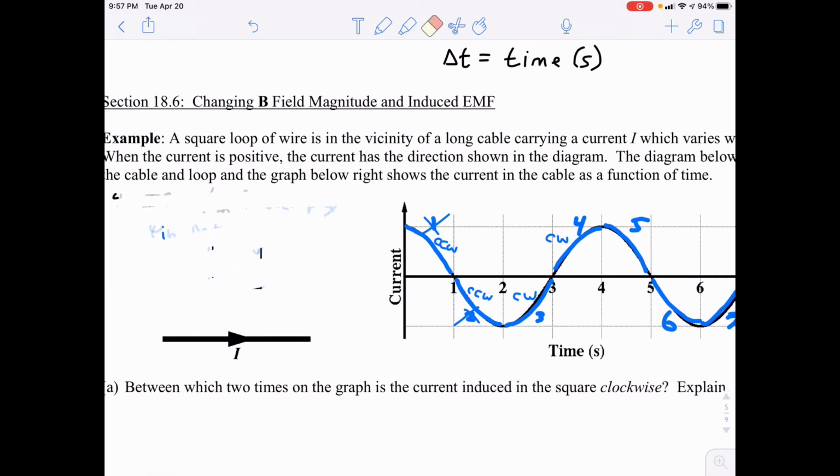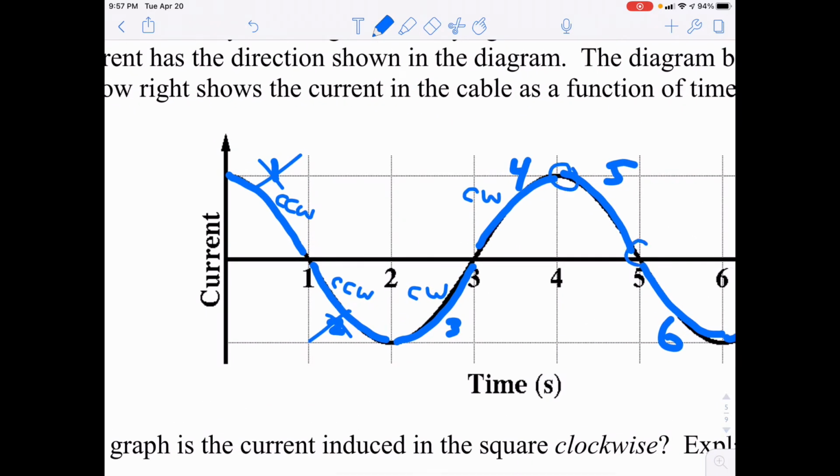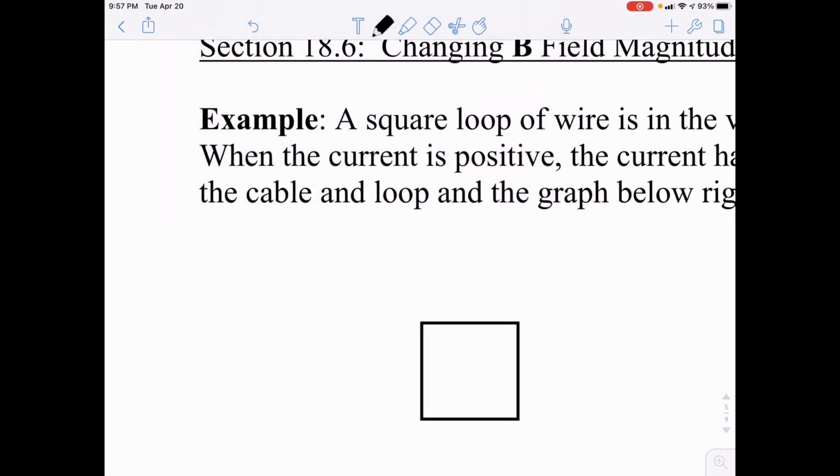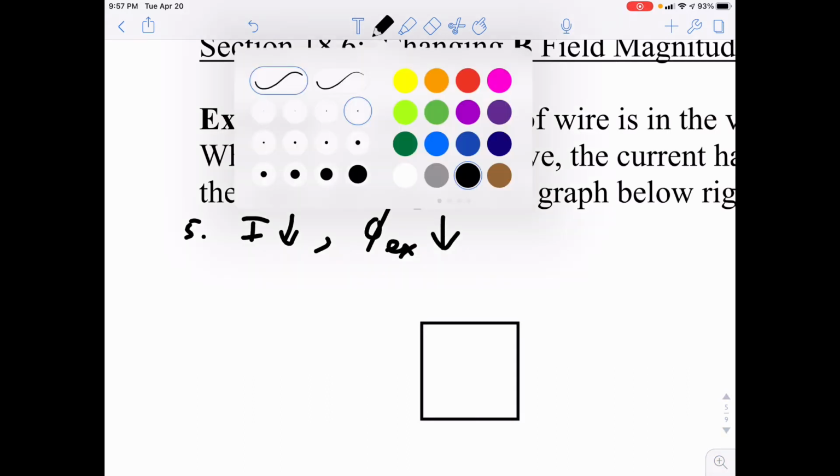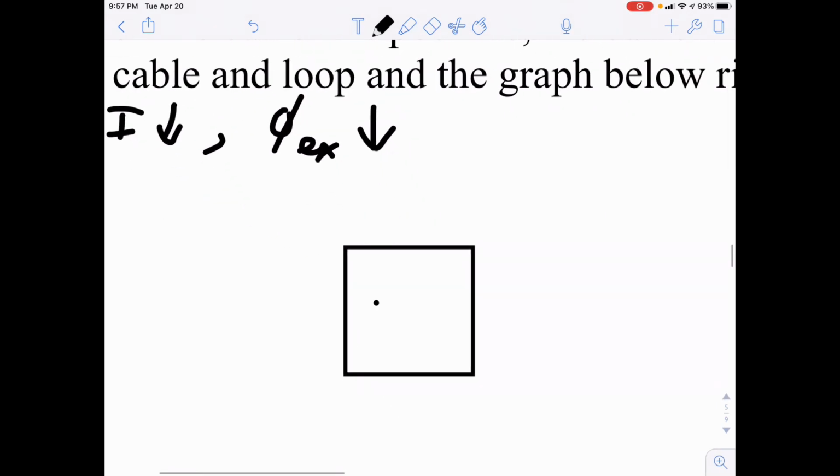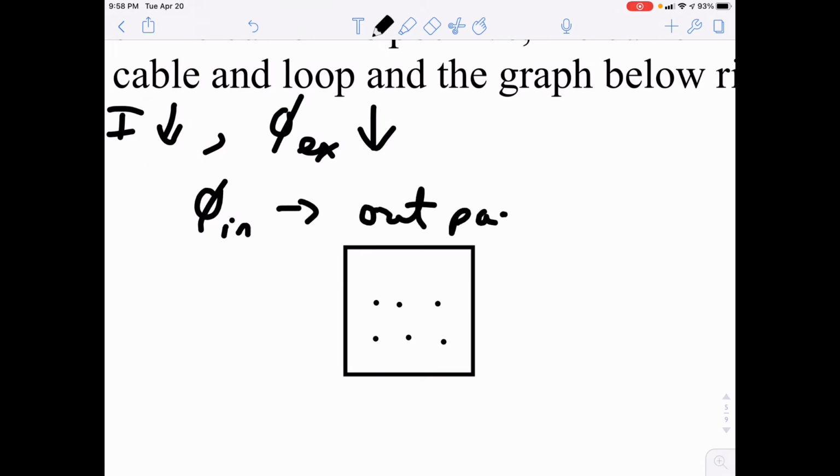Let's take a look at 5. Time interval 5, you're going from maximum positive current to 0 current. So we have current decreasing, which means external flux is decreasing, and it's decreasing out of the page. So what that means is the induced flux will also point out of the page. Put your fingertips through the loop out of the page, that gives you counterclockwise current.